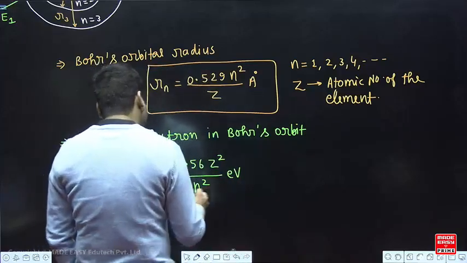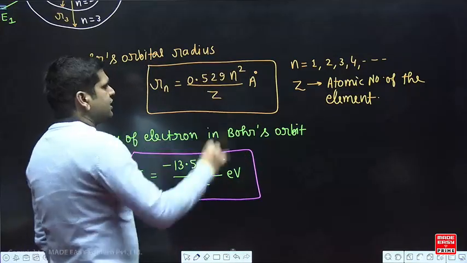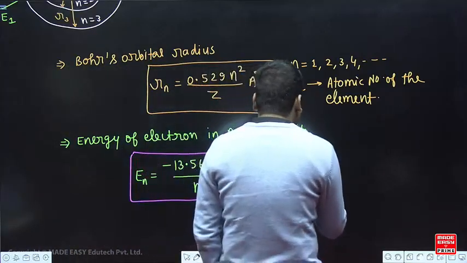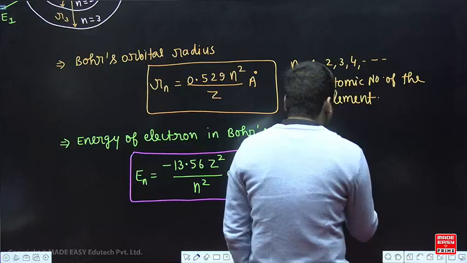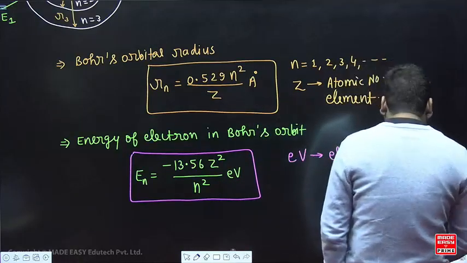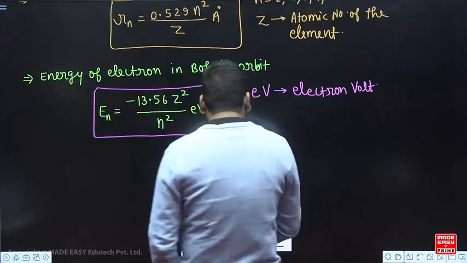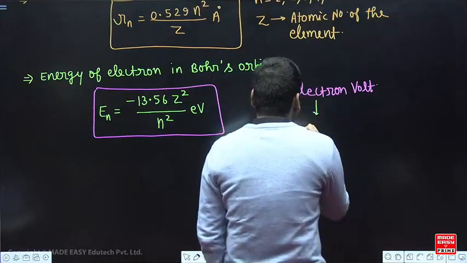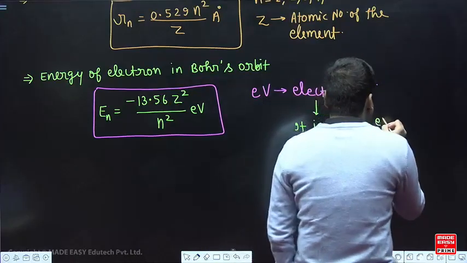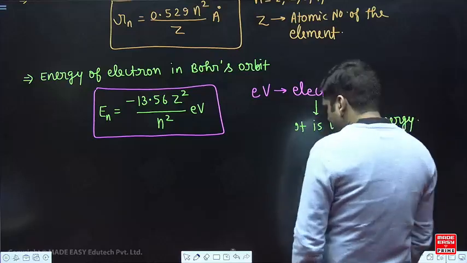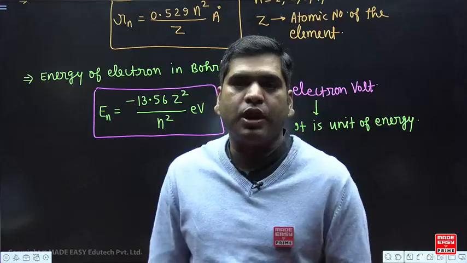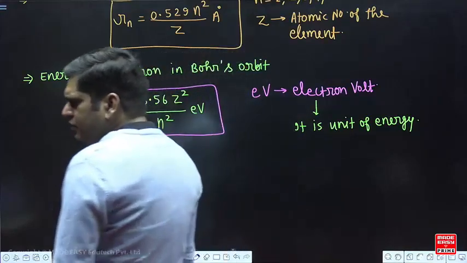First of all, you see here n is 1, 2, 3, 4, 5, 6 like that, and Z is atomic number of the element. Here I am using eV one term. This is read as electron volt. This electron volt is nothing but the unit of energy. ये एनर्जी की यूनिट है. आप कहोगे जी कि to measure the energy we have one unit, that is joule. Then why do we need this? Joule is very large unit.